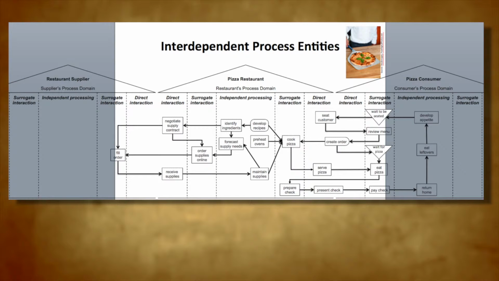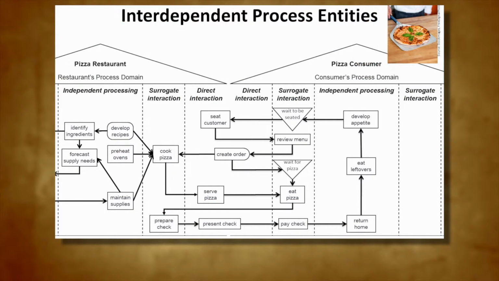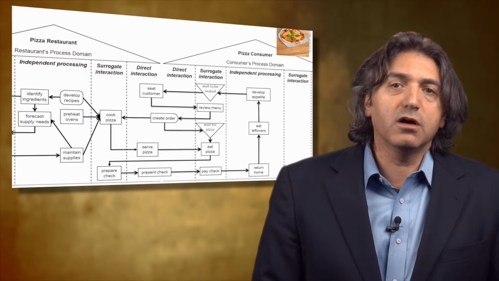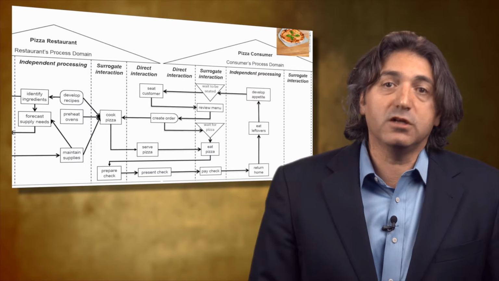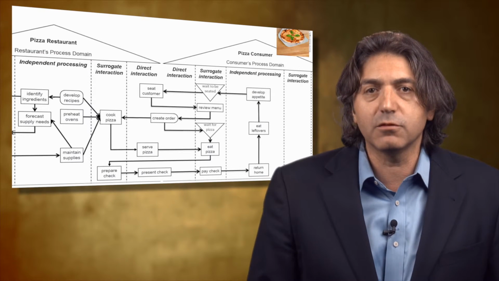On the right here, there's the customer process domain, and on the left, there's the suppliers. The customer's got his or her own set of interdependent steps that link up with the pizza place's steps. The customer's got to be hungry. They've got to go to the restaurant. They've got to wait to be seated. They've got to read the menu. They've got to wait for the pizza. They've got to eat the pizza. They've got to pay for the pizza.